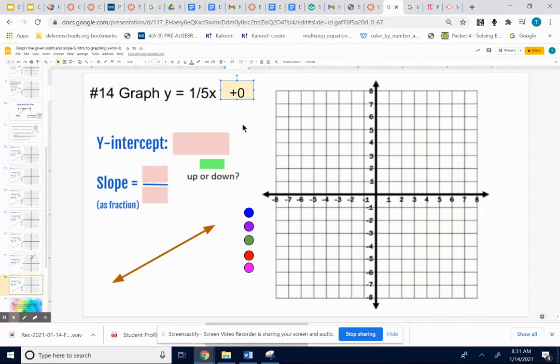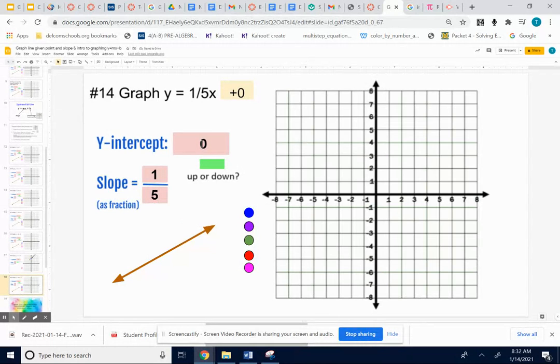Adding 0 to 6 gives you 6. Adding 0 to 7 gives you 7. Does that make sense? Adding 0 to something doesn't really change its value, and we have to have a number sitting there. So we're just going to pretend like there's a 0 sitting there after a plus sign. So the y-intercept is 0. The slope is 1/5.